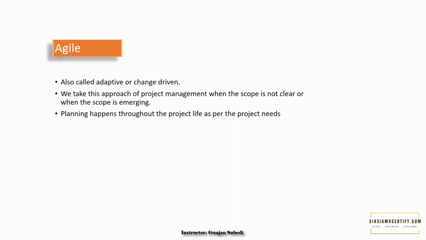This is called the adaptive or change-driven approach. We take this approach when the scope is not clear or when the scope is emerging. Basically, in agile projects, planning happens throughout the project life as per the project needs. So the main difference between the predictive and agile approach is the way the project is planned. Planning is always ongoing in the agile environment, be it while starting the project or in between or towards the end. But in the predictive environment, planning is done upfront at the planning stage only.